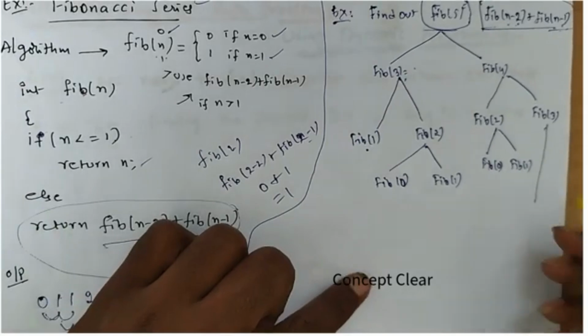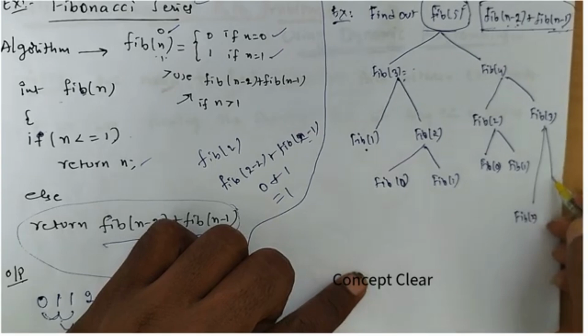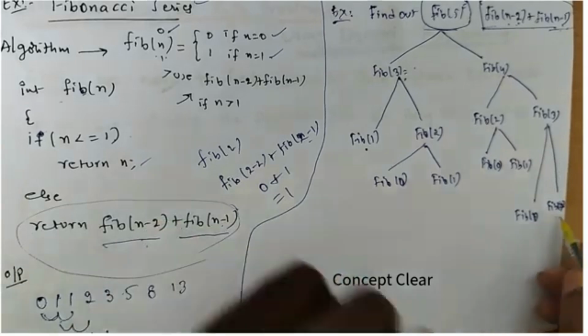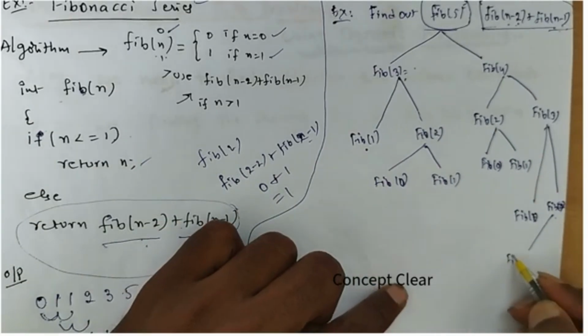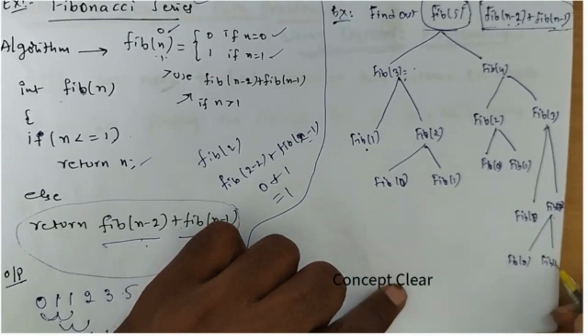And what about fib of 3? If we divide fib of 3, we will get fib of 2 and fib of 1. Sorry, it is 1 and 2. And what about fib of 2? Again it is fib of 0 and fib of 1.